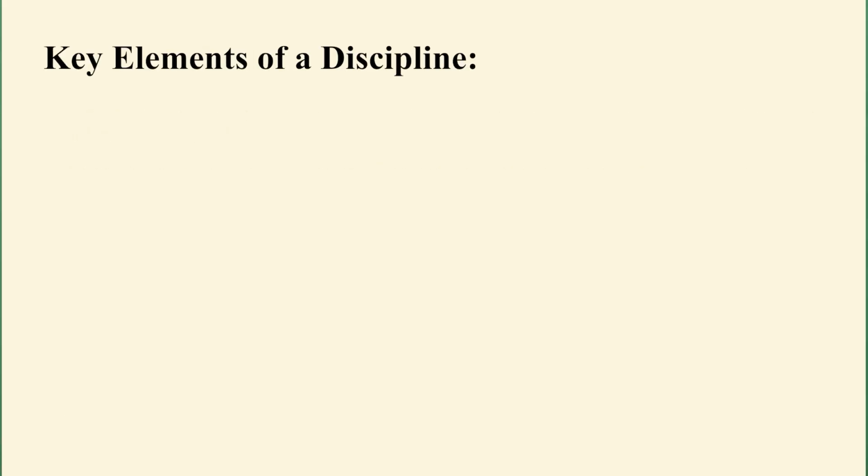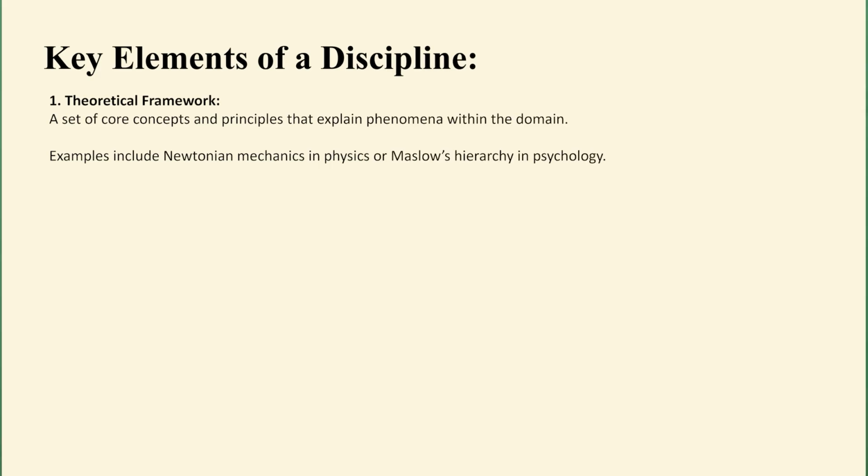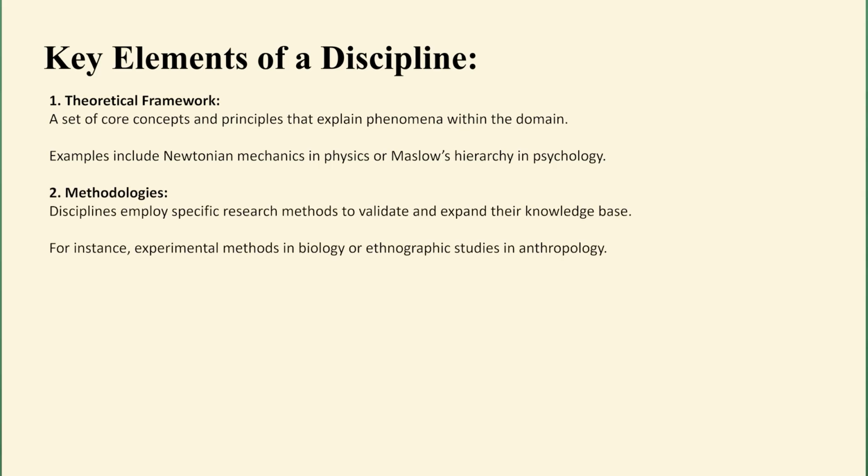So first one, if we consider the theoretical framework. In this, a set of core concepts and principles that examine phenomena within the domain. For example, it includes Newtonian mechanics in physics or Maslow's hierarchy in psychology. Next, we consider the methodologies. So, disciplines employ specific research methods to validate and expand their knowledge base. For instance, experimental methods in biology, or it may be ethnographic studies in anthropology.